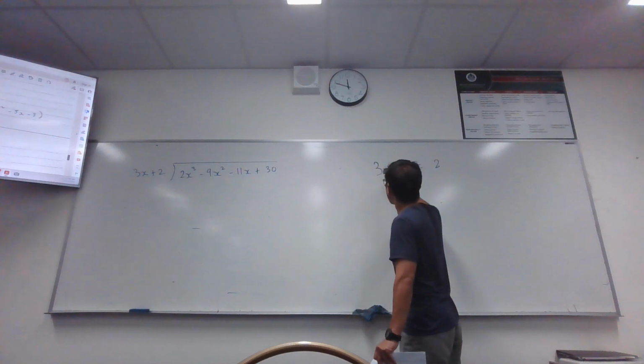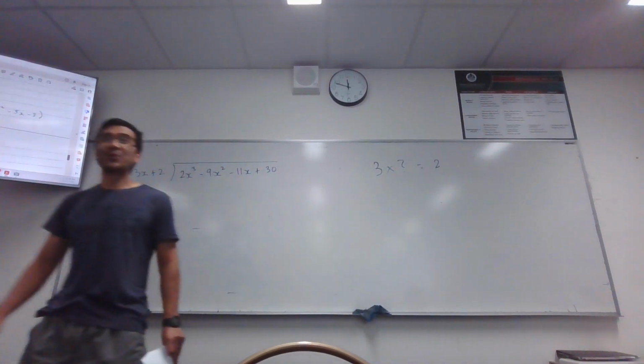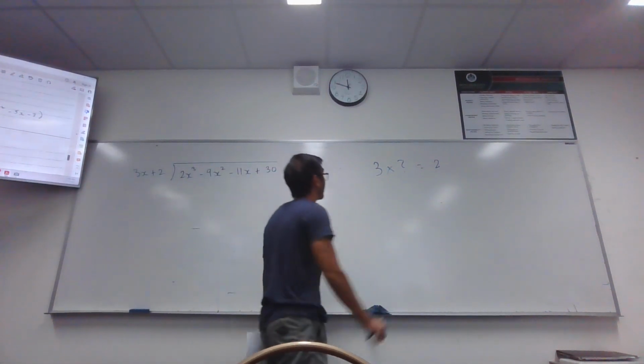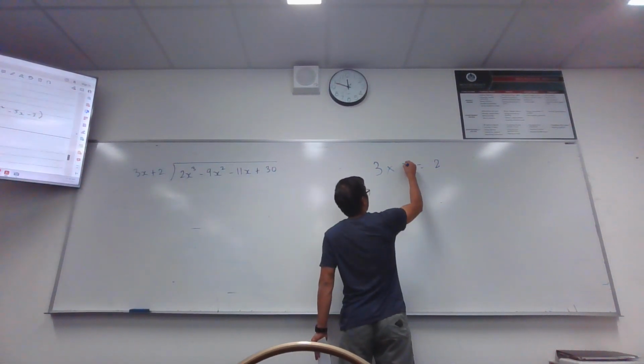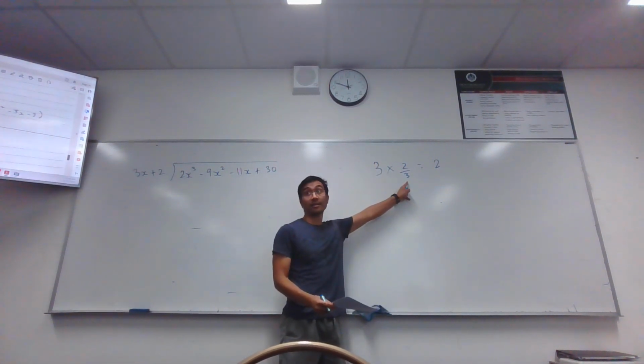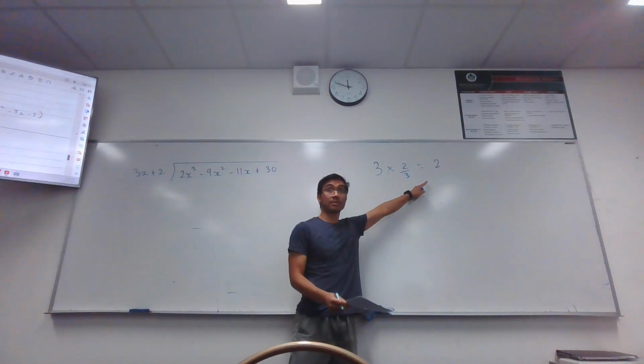What am I going to multiply the 3 by so that it changes into a 2? 2 on 3. The 3's are going to cancel out. The 2 remains to get the 2. So now you're dealing with fractions.